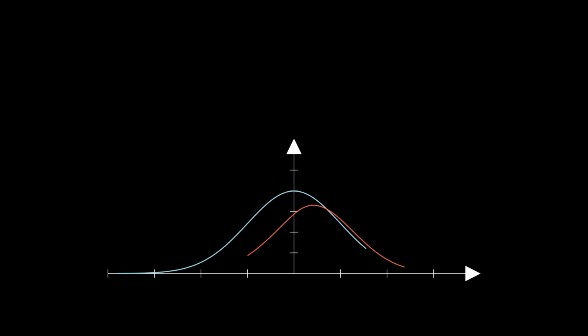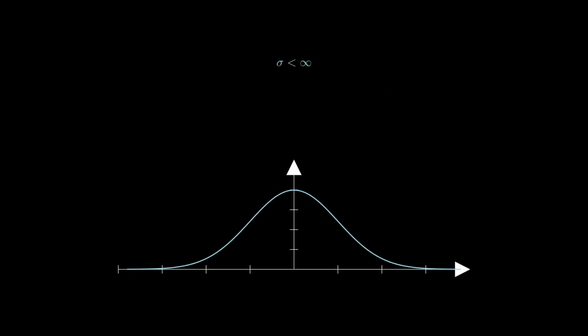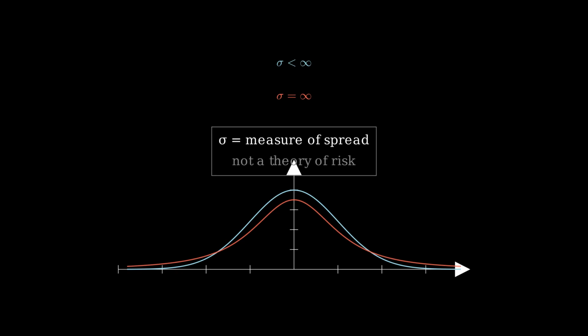Two distributions can have exactly the same standard deviation and look entirely different. Standard deviation captures the width, not the shape, not the asymmetry, not the tail behavior. Standard deviation requires the second moment to be finite. For distributions with very heavy tails, this condition fails. When it exists, standard deviation measures spread, not risk.